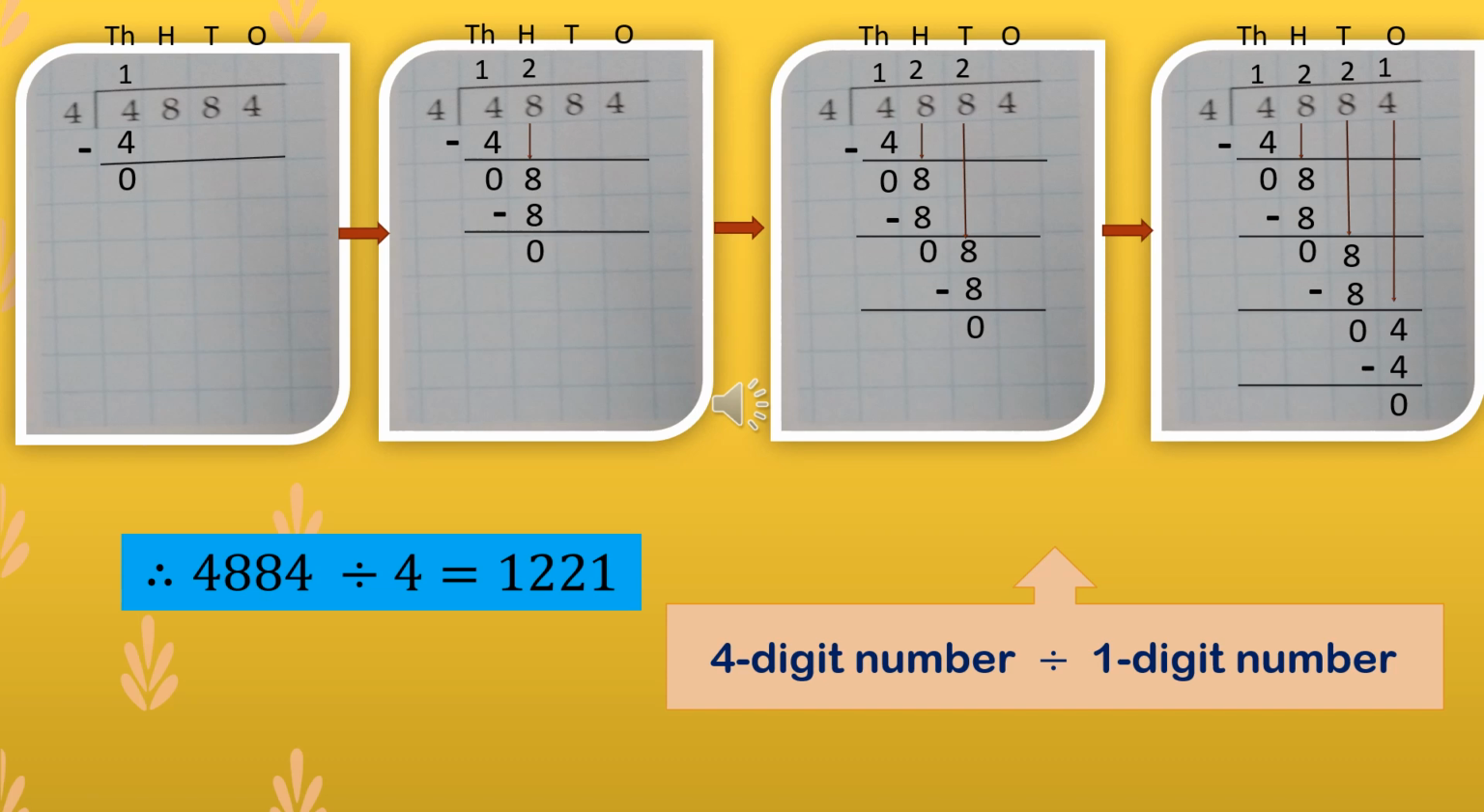Now children, see what answer we have got. The answer is 1221. Yes, this is our quotient. So therefore 4884 divided by 4 equals 1221. So now children, I hope you understood how to divide a 2-digit number by a 1-digit number, a 3-digit number by a 1-digit number, and a 4-digit number by a 1-digit number. Okay?